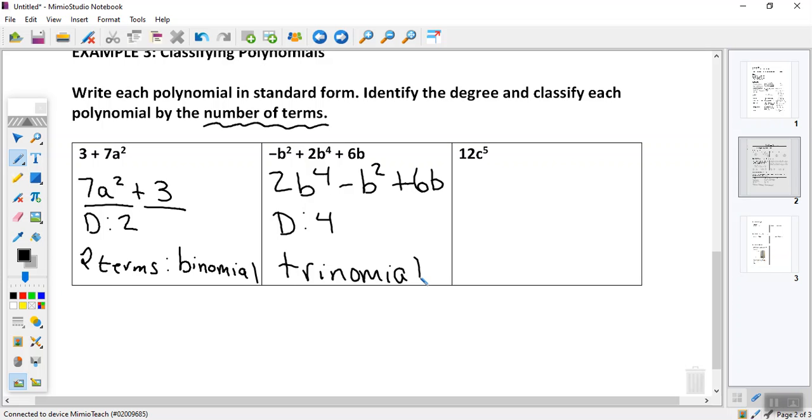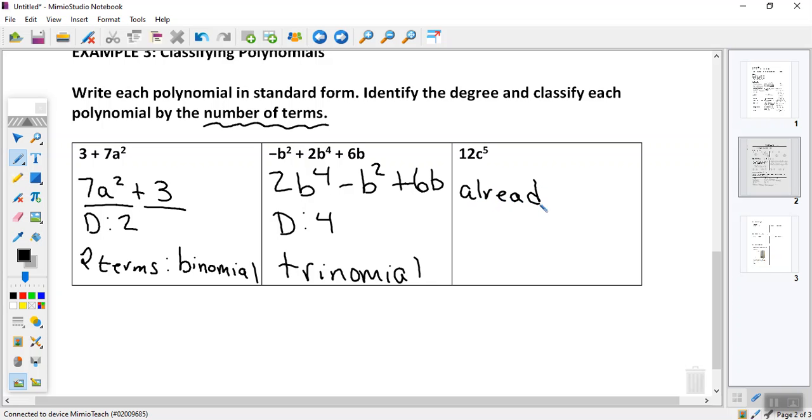Okay? Guys, 12c to the 5th, that last one. How do you write that in standard form? Already is, isn't it? That's the only thing that's there. So if that's the only thing that's there, what's the degree of this? 5. Degree 5, and what type is this? Yeah, the degree here is 5. It's already in standard form.